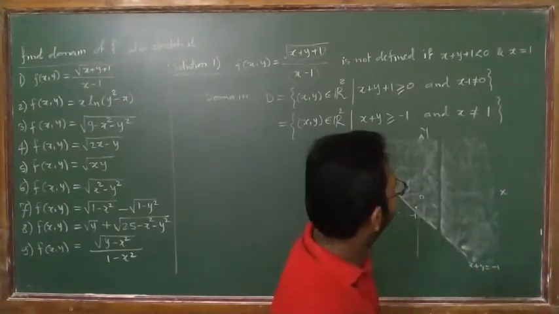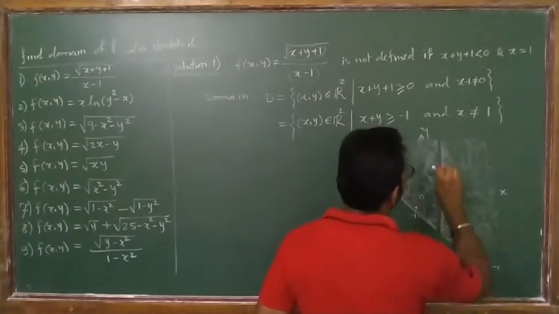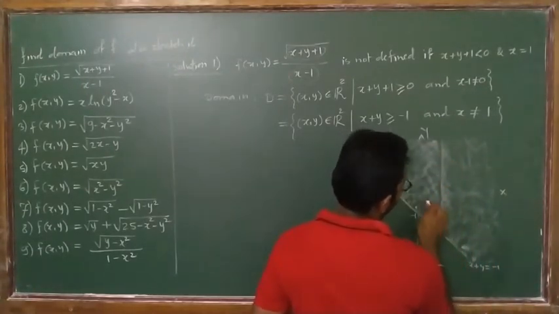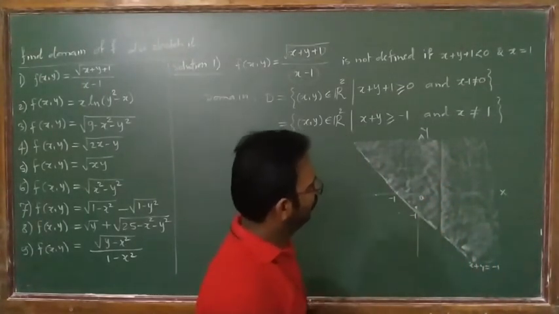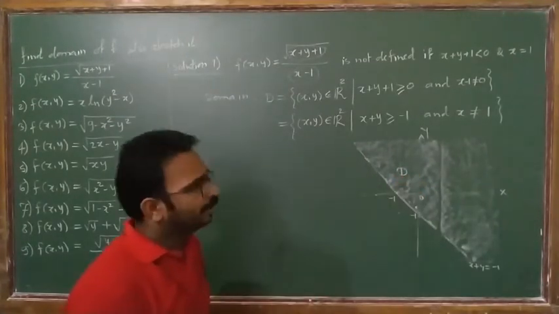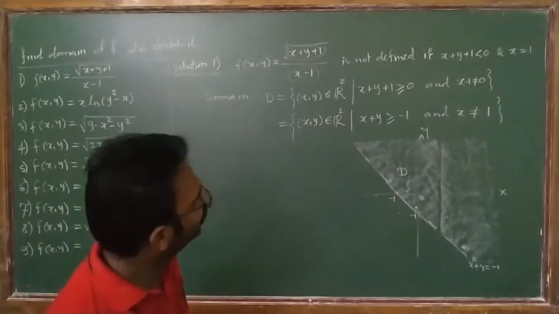So our region D is a union of two parts. Right? So the union of these two parts is the domain. What will be the range?